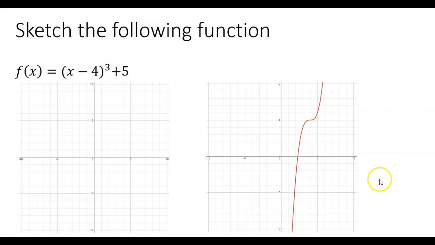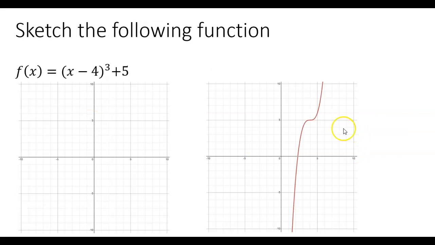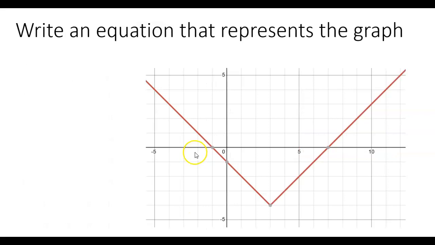And then we add 5 to it, which is going to move that up 1, 2, 3, 4, 5. So this is now the point that used to be at the origin, and now it is starting at the point (4, 5). All right, hopefully we got that, and we can move on.